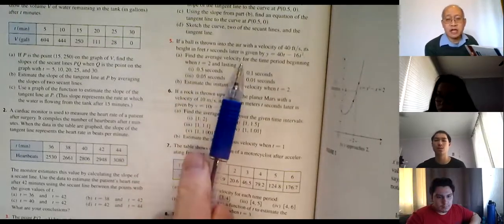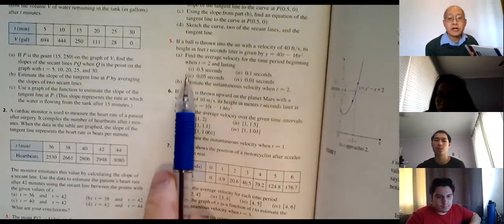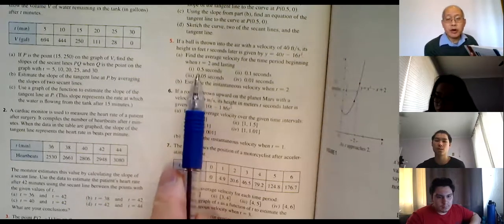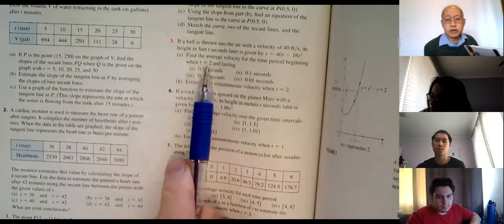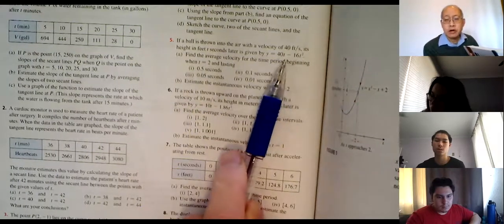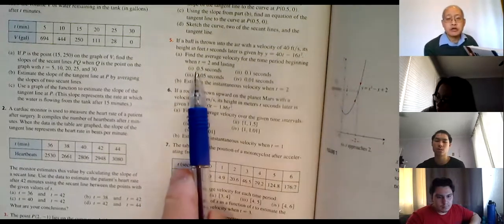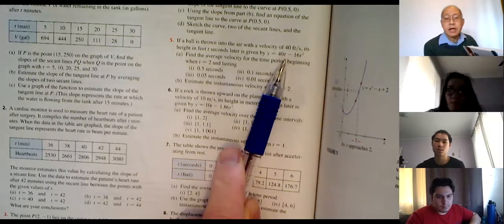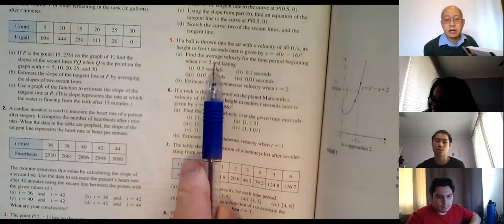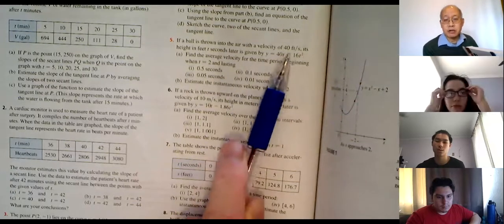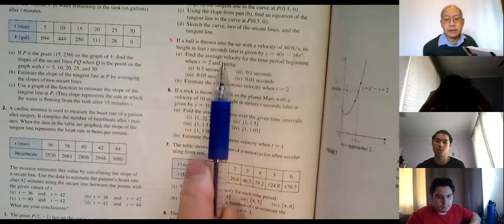So average velocity, okay, so let's say 5A1, lasting 0.5 seconds means you're using 2 and 2.5. So you plug in 2, figure out the y, plug in 2.5, find the y, find the slope. That will be your average velocity because you're going to have feet divided by second.